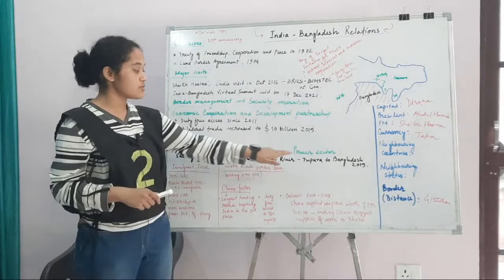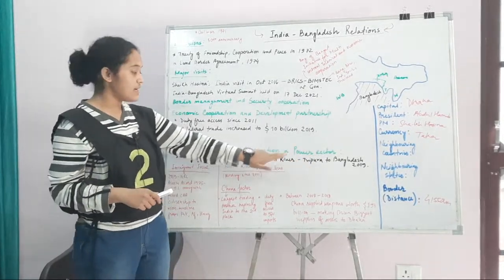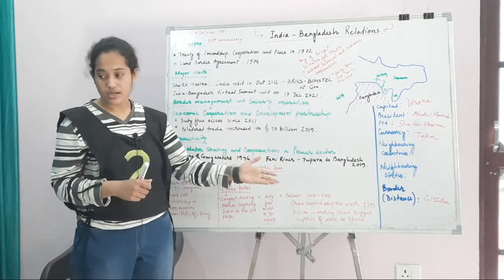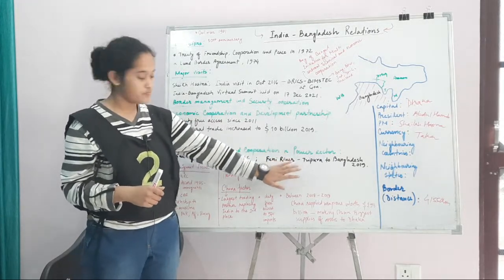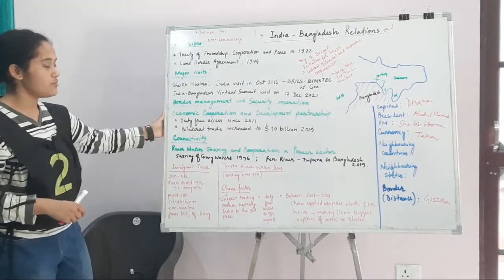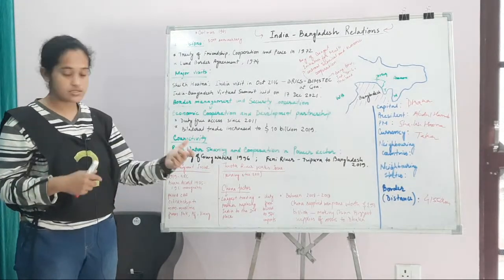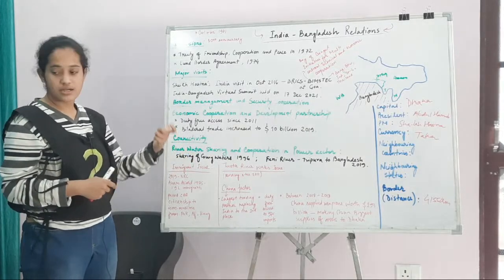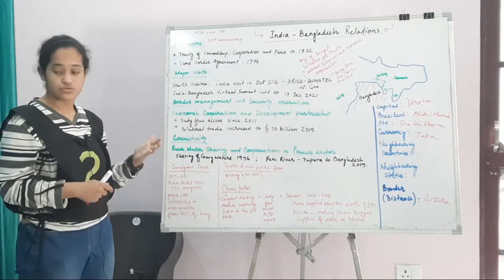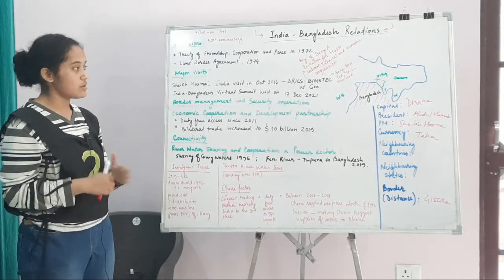Feni River flows from Tripura to Bangladesh, and they have signed this treaty saying that India will allow Bangladesh to extract water from this river. Now, though we have seen a lot of agreements and bilateral ties going on in order to boost their connection, there are some issues, some problems between the two nations.